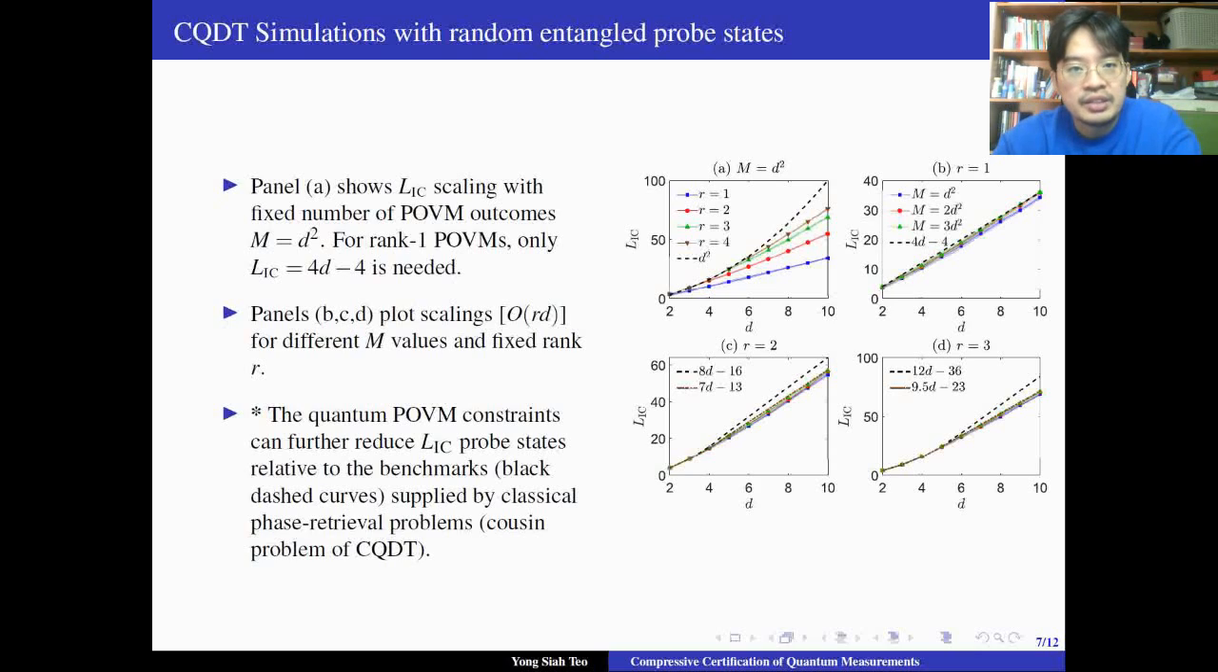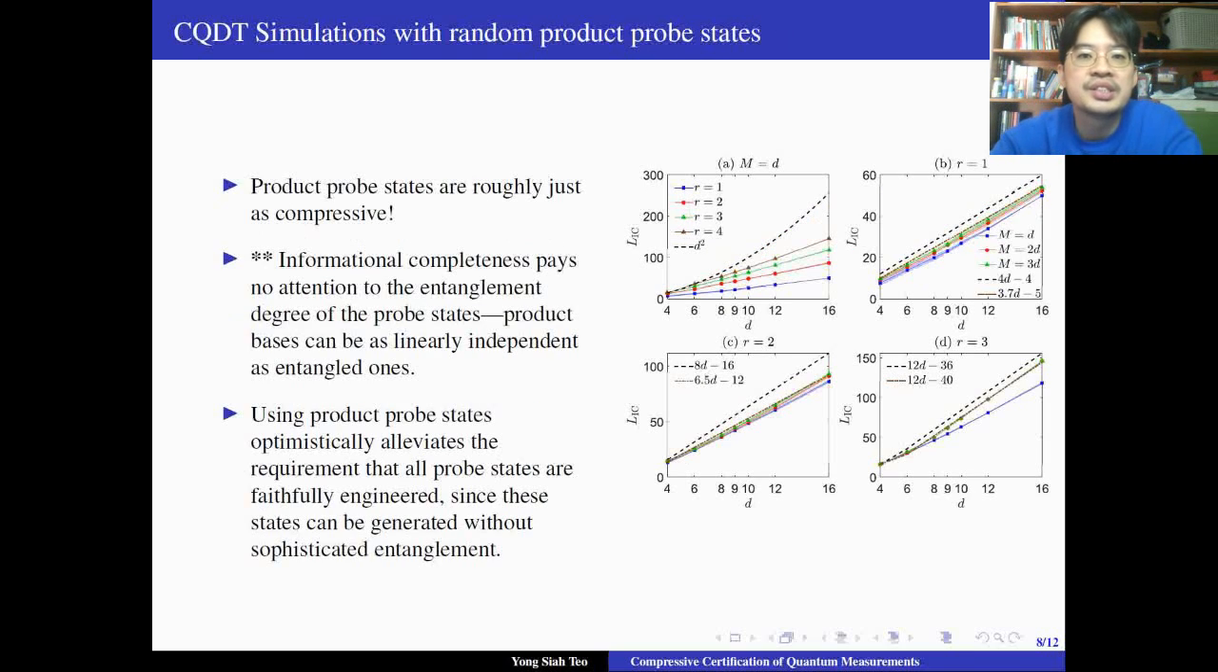Now, for the other numerically calculated formulas, I got them by numerically fitting the m equals 3D data points to arrive at the asymptotic behaviors. So another point I would like to make actually is that for low-rank POVMs, the classical benchmarks are already thought to be almost optimal. This also means that random probe states are sufficient to achieve near optimal compression. So what really shines in CQDT is that even random product probe states are roughly just as compressive, right? As shown in this figure.